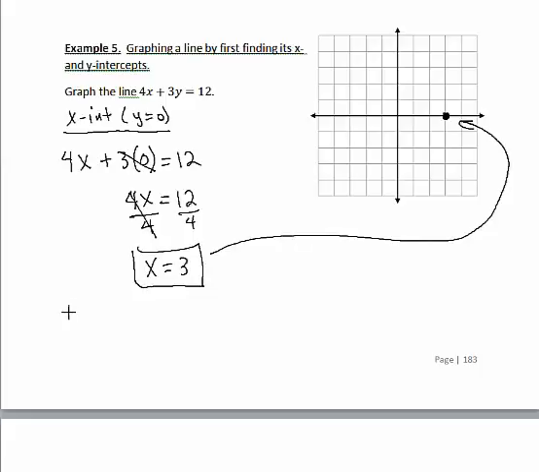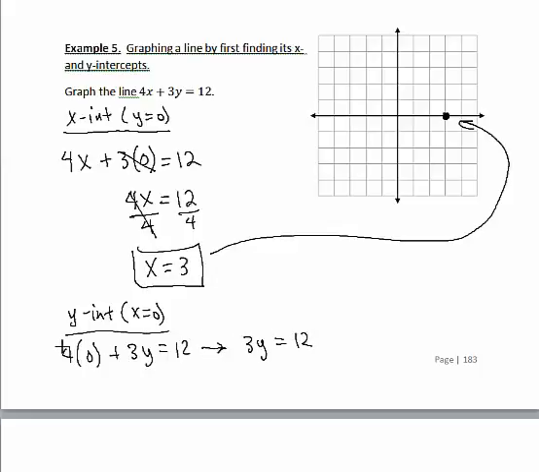Okay. Now for the y-intercept, x equals 0. So 4 times 0 plus 3y equals 12. This gives us 3y equals 12. 0 knocks out the 4. We divide both sides by 3. We get y equals 4. Just simply go to the y-axis, go up 1, 2, 3, 4, and place a point. You've got 2 points now, and all there's left to do is to draw a straight line through the 2 points as best you can, and then put arrows on the ends.